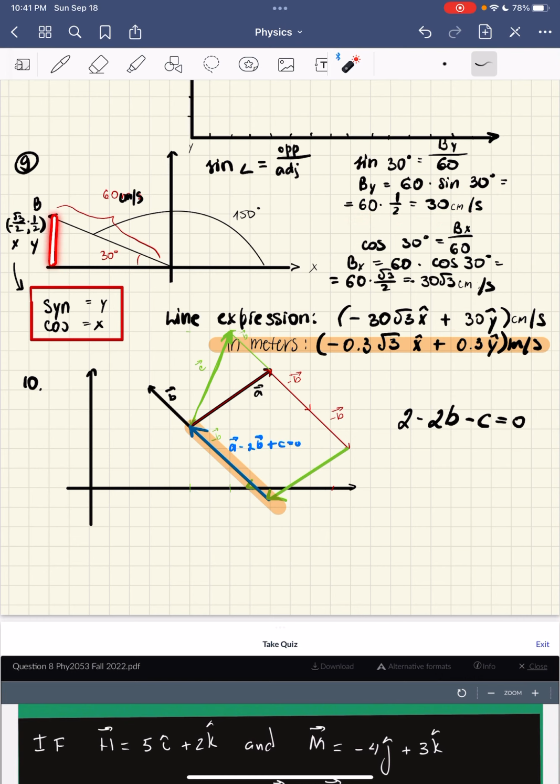So the y part here, this part equals 30 centimeters per second. I'm sorry, centimeters, not meters. So now to find the x value right here, we need to do cosine.